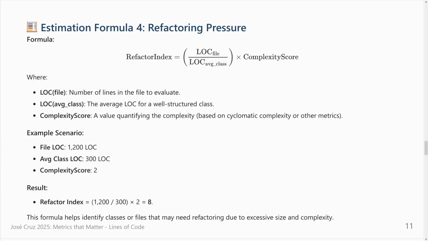And another form is, for instance, refactoring pressure. This is quite more complicated, but I think we can understand how it works. So you have a refactor index. Let's say the lines of code per file. You have a file, and let's say you have, for instance, 1,200 lines of code. And now you have the number of lines on an average class. That's the number of lines. And you want to multiply with the complexity score. And this formula will give you, let's say, the importance that you should take into this specific class or file that you are analyzing to understand if it needs or not refactor.